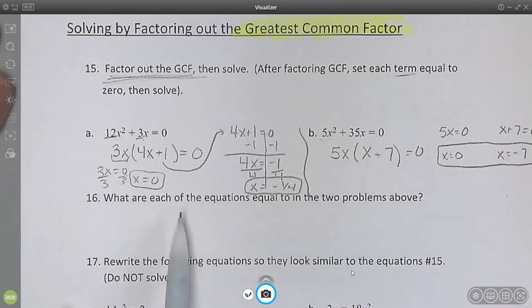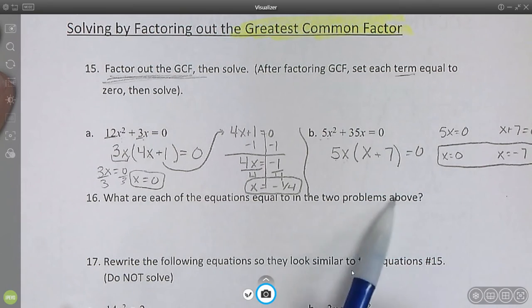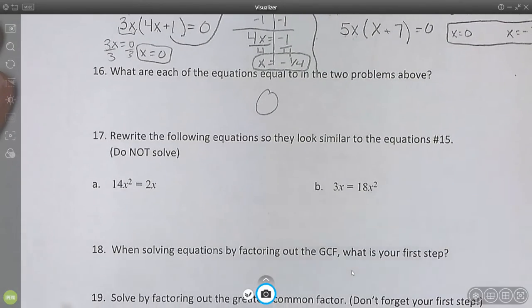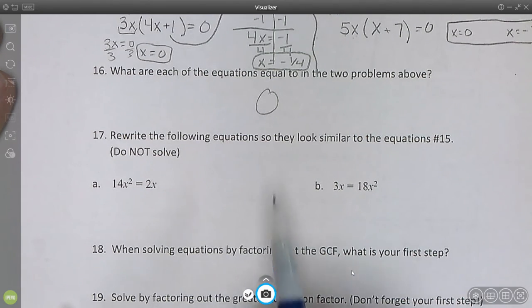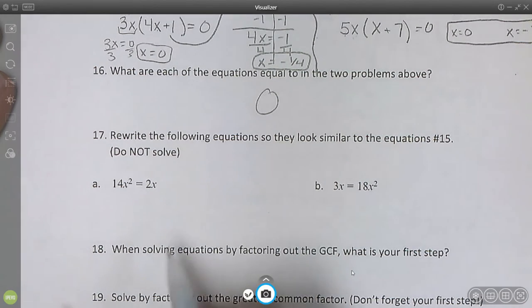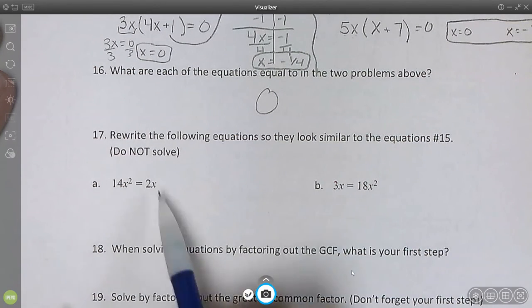This one says, what are each of the equations equal to in the two word problems above? Well, that answer is 0. This next one says, rewrite the following equations so they look similar to the equations in number 15. Do not solve. So these are not equal to 0 right now, so we need to make them equal to 0.